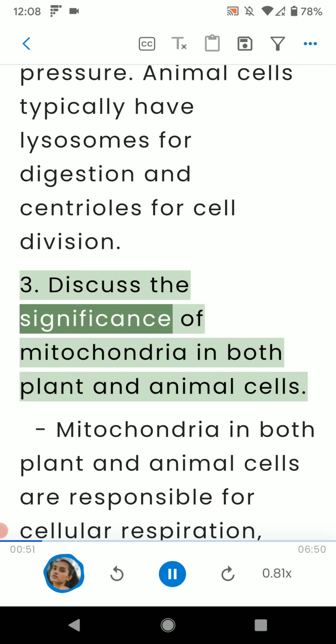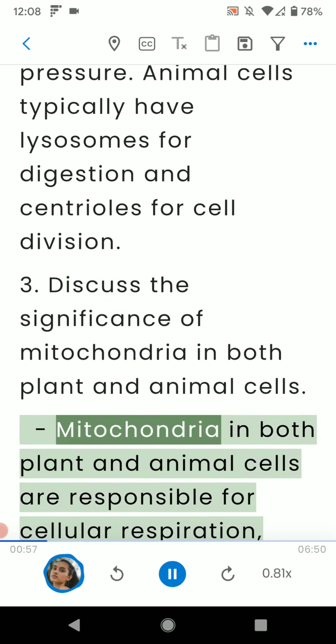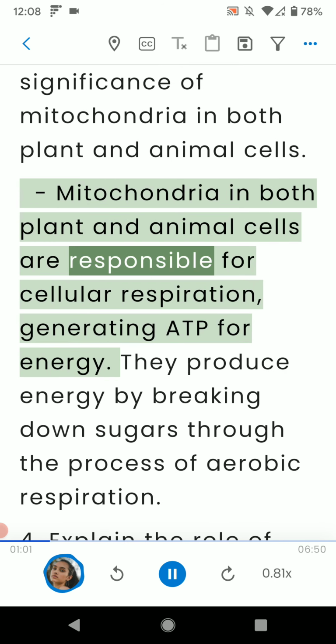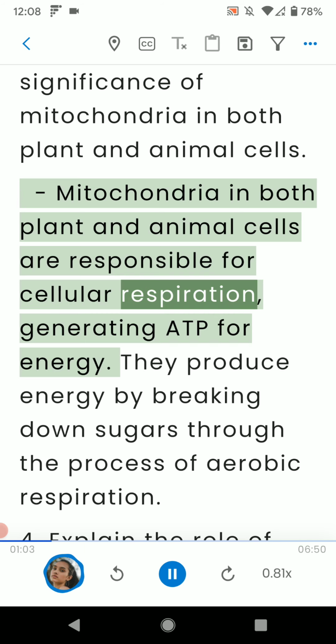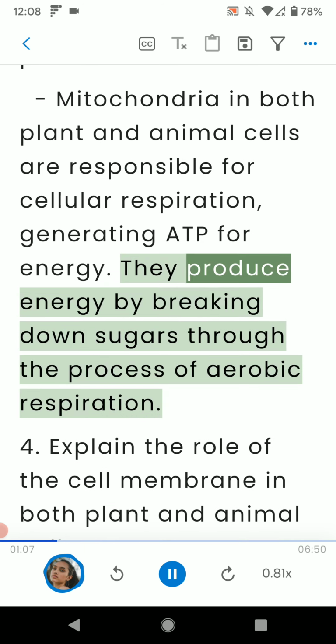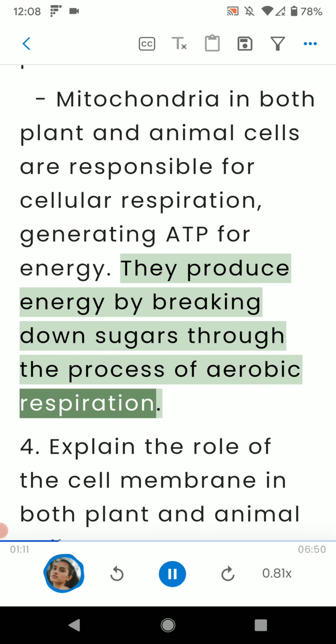3. Discuss the significance of mitochondria in both plant and animal cells. Mitochondria, in both plant and animal cells, are responsible for cellular respiration, generating ATP for energy. They produce energy by breaking down sugars through the process of aerobic respiration.